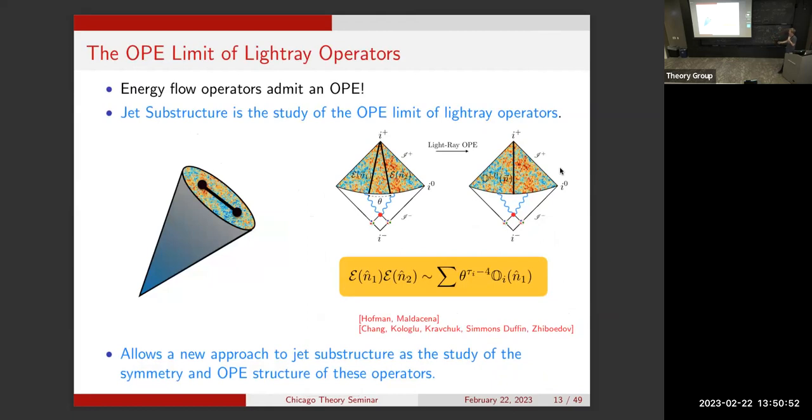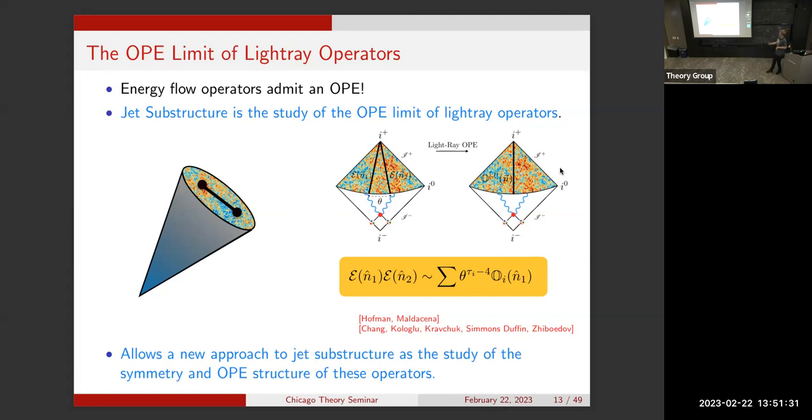And so one thing which was originally proposed in this paper by Hofman and Maldacena, and then expanded on by these authors at Caltech, is that these energy flow operators, even though they're non-local or light ray operators, actually admit an operator product expansion. What that means is that as you bring two of these together, you can think of them in this case just as calorimeter cells, you can expand over a broader set of these light ray operators. And now you get a scaling behavior in the energy or the angle as you bring them together, with some anomalous dimension, which is the twist, which I'll show later.